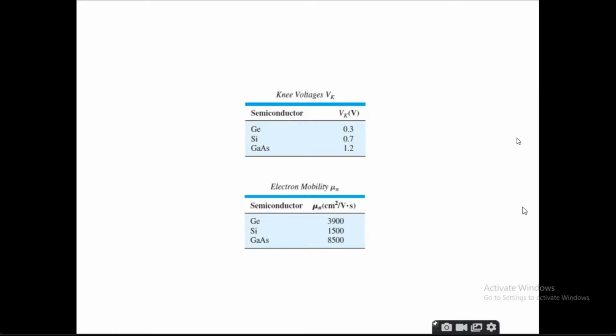The mobility of holes is always less than the mobility of electrons. You can refer to any book if you want to find the mobility of holes; there will be a table provided in each of the books with the mobility of electrons as well as the mobility of holes. The mobility of holes is less than the mobility of electrons.